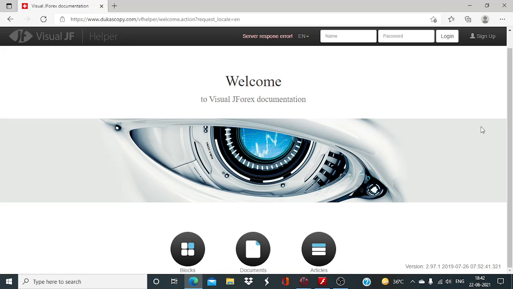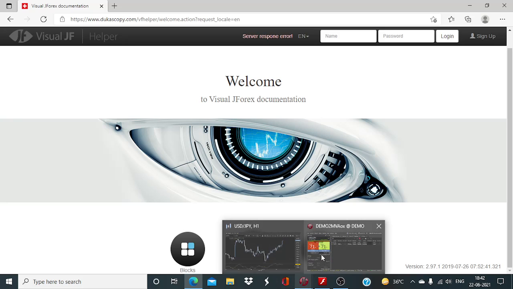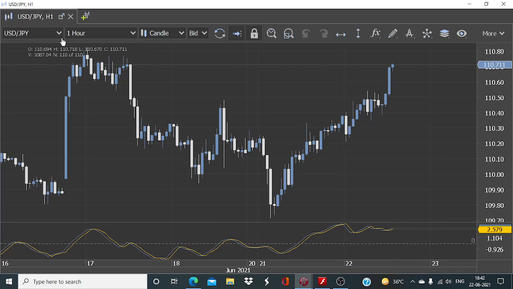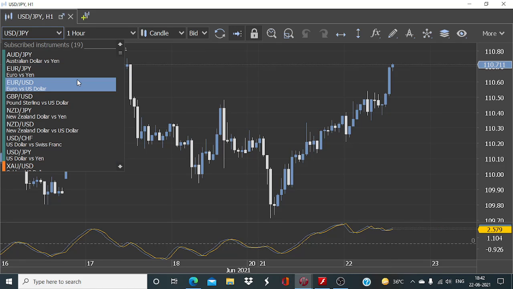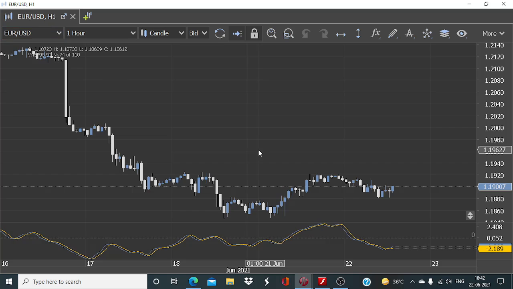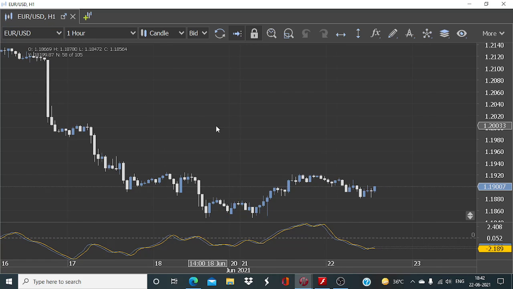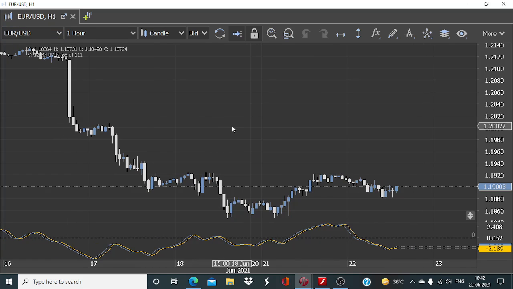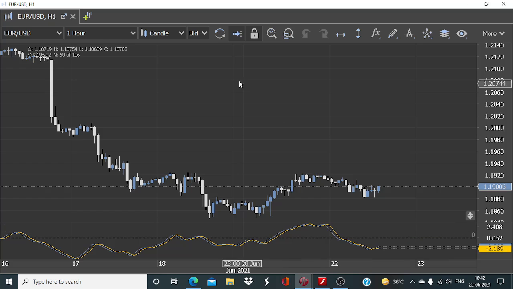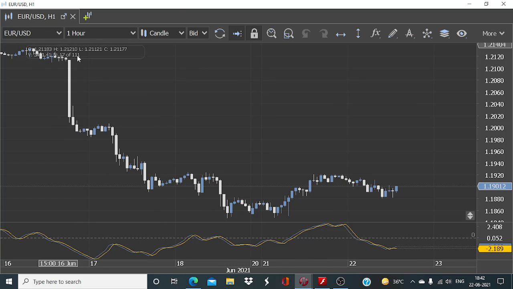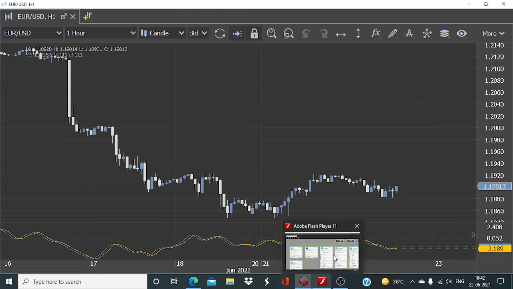In today's session of Visual JForex, we will be continuing to develop the algorithm using the indicator Ehler-Fisher transform, shortened as EF transform. We will see in today's session how we can design and develop the algorithm to execute the trades which can bring in profit. In the prior session, we had completed the buy side of the equation. So now the focus is going to be on the sell side.